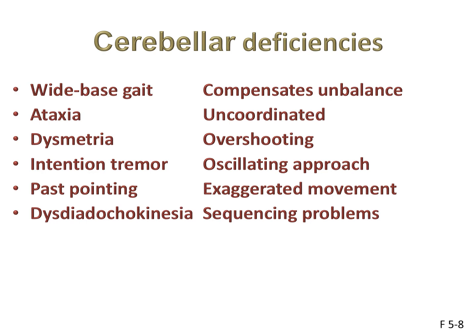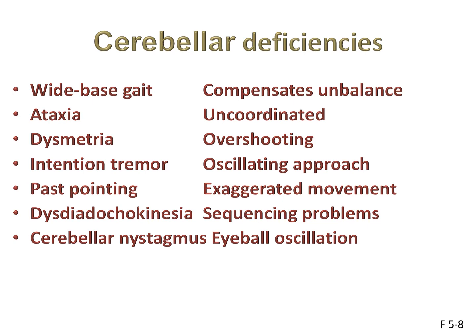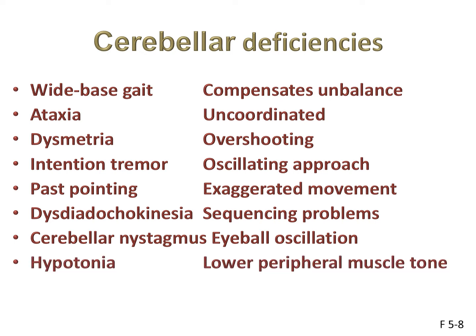Dysdiadochokinesia is a pathology revealing that the lateral area of the cerebellum is not doing its job. Here the animal executes learned movements, but in the wrong sequence. The cerebellar nystagmus reveals a problem with the vestibulocerebellum, because the animal cannot control the movement of the eyes and they oscillate in nystagmus. Finally, hypotonia reveals a deficiency in the spinocerebellar area, and it is seen as poor tone in the lower peripheral muscles.